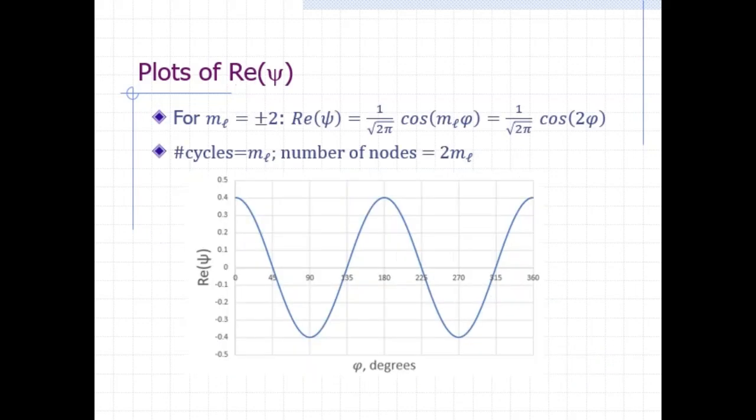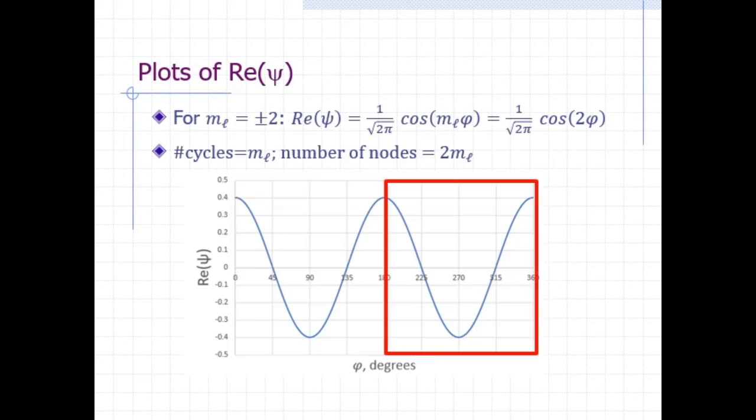Here's a plot of the real part of the wave functions for m sub l equals +2 and -2. The real part is 1 over square root of 2 pi times cosine of m sub l times phi. Whether we plug in positive 2 or negative 2 for m sub l, we get the same real part since cosine is an even function. We can see that the cosine 2 phi completes 2 cycles from phi equals 0 to 360 degrees. When phi goes from 0 to 180 degrees, one cycle is completed since the argument 2 phi goes from 0 to 360 degrees. The second cycle is completed from 180 to 360 degrees.